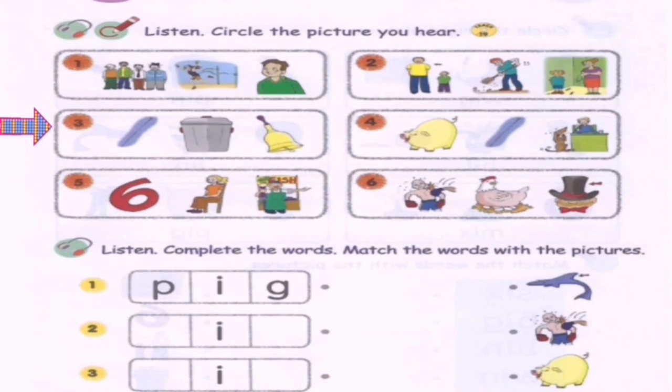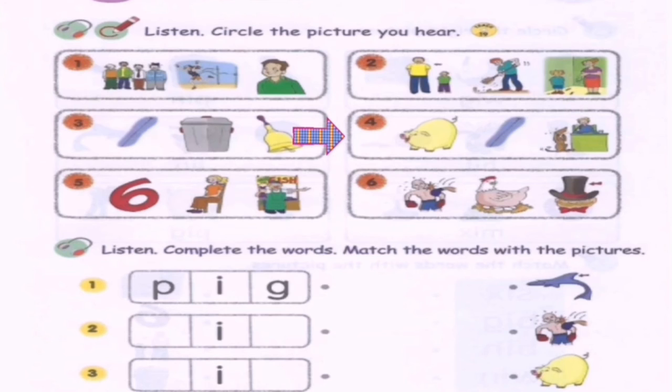Number three, the pictures are pin, bin, bell. Again, the pictures are pin, bin, bell. Now, circle the bin.